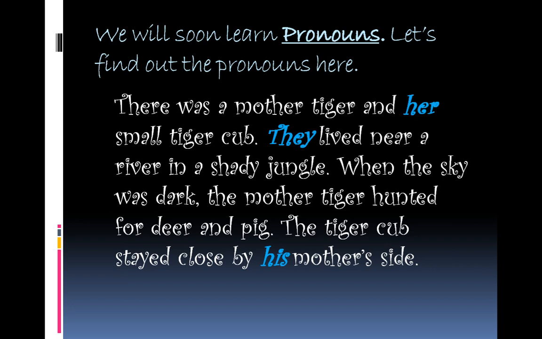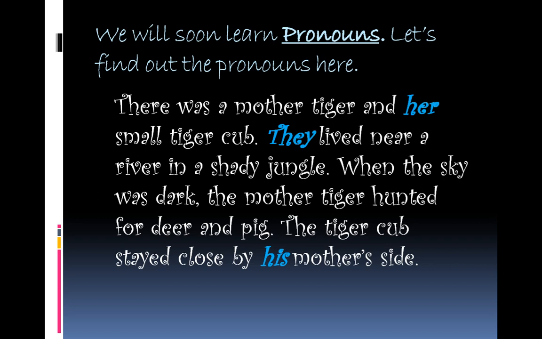They lived near a river. Now we could have said the mother tiger and the small tiger cub again in the second line, near a river in a shady jungle, but then again it would make it monotonous. So we will not do that. When the sky was dark, the mother tiger hunted for deer and pig. The tiger cub stayed close by his mother's side. So the words her, they, his, these are all pronouns. Okay.